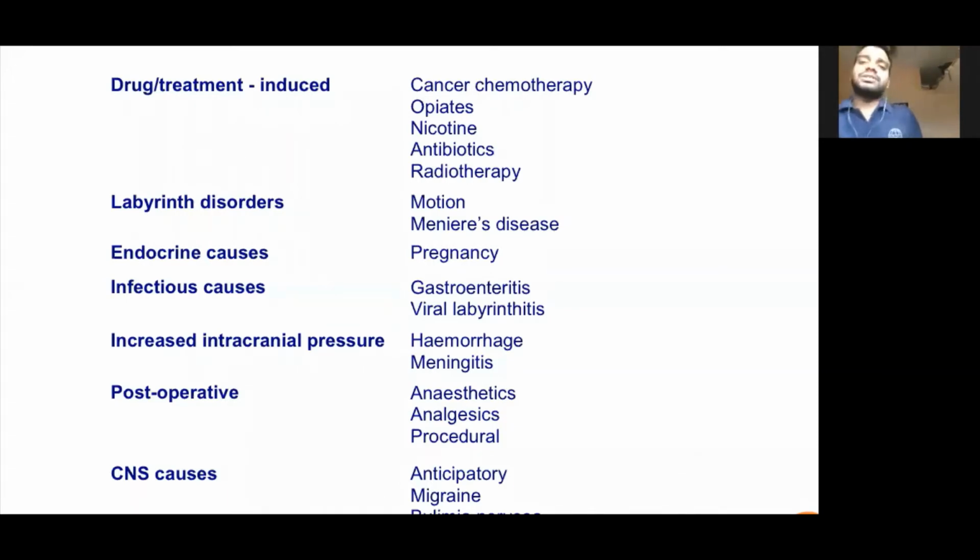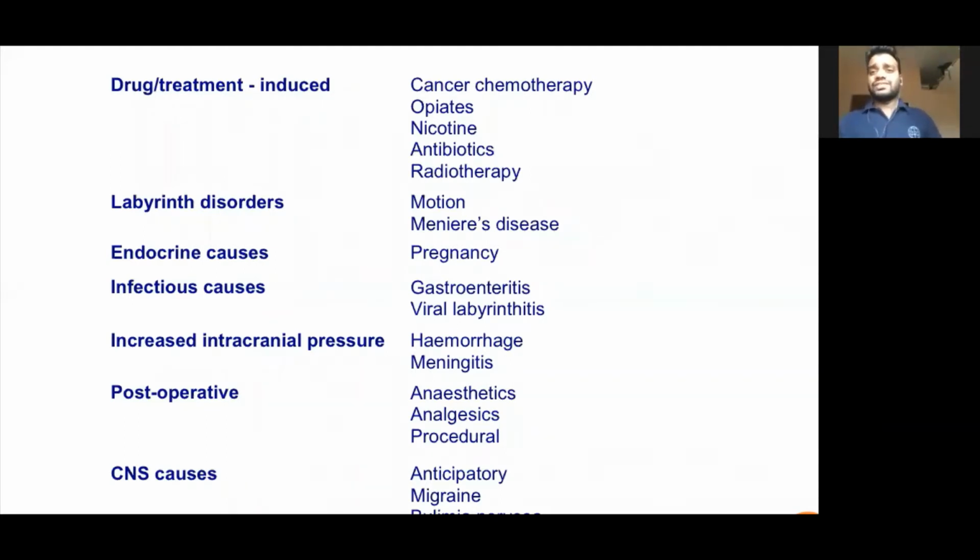Then we have something called Meniere's disease. Meniere's disease is vertigo, right? It is related to the middle ear. So the patient will have vertigo kind of sensation. Even that can cause vomiting. And the endocrine causes, the nausea and vomiting related to pregnancy. During pregnancy, the woman will start feeling nauseated or vomiting. So that's the endocrine cause.